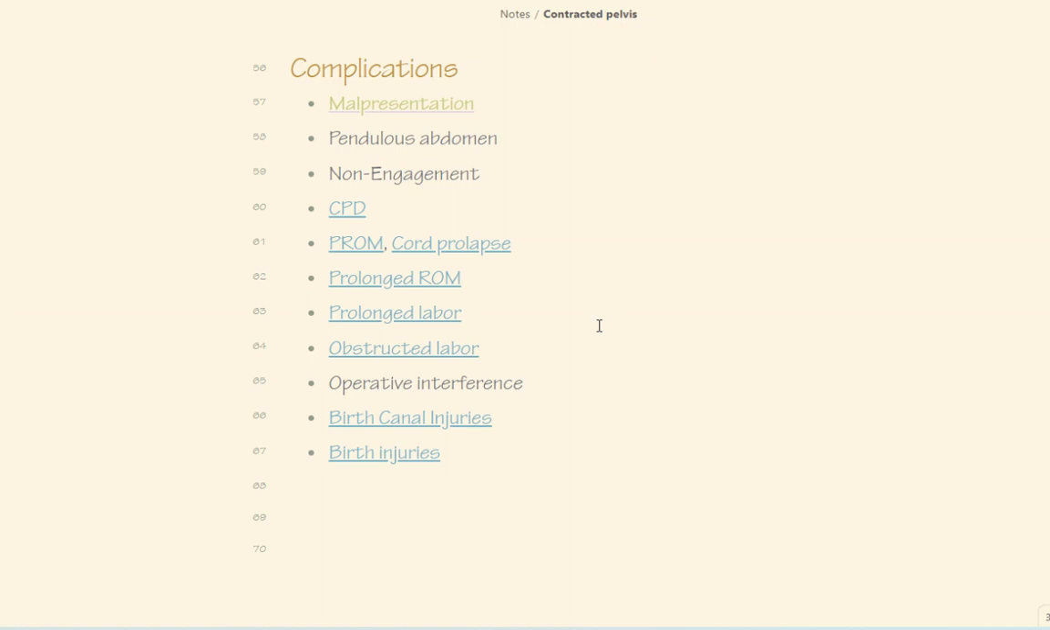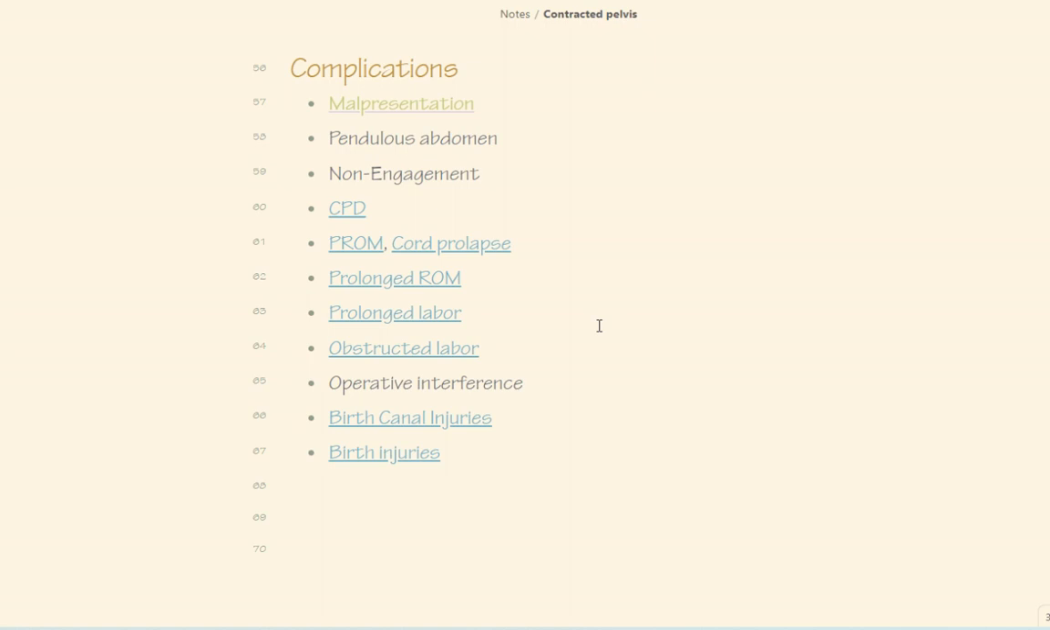Basically, the baby is too big for the pelvis, so there can be non-engagement, malpresentation, all the way down, and injury coming down. So rupture of membrane, cord prolapse, which can also lead to perinatal asphyxia. So even the baby can be injured.